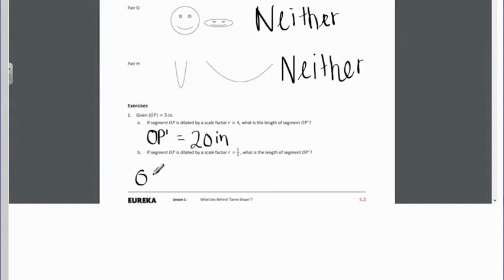So this next one says, the original segment, 5 inches, is dilated by a scale factor of 1/2. What is the length of the new segment? What is 5 times 1/2? Or think about it, you have $5 and you only get half back. How much would that be? $2.50. Yeah. So do you guys see, if the scale factor is greater than 1, you're going to have a bigger number. If it's less than 1, you're going to have a smaller number.